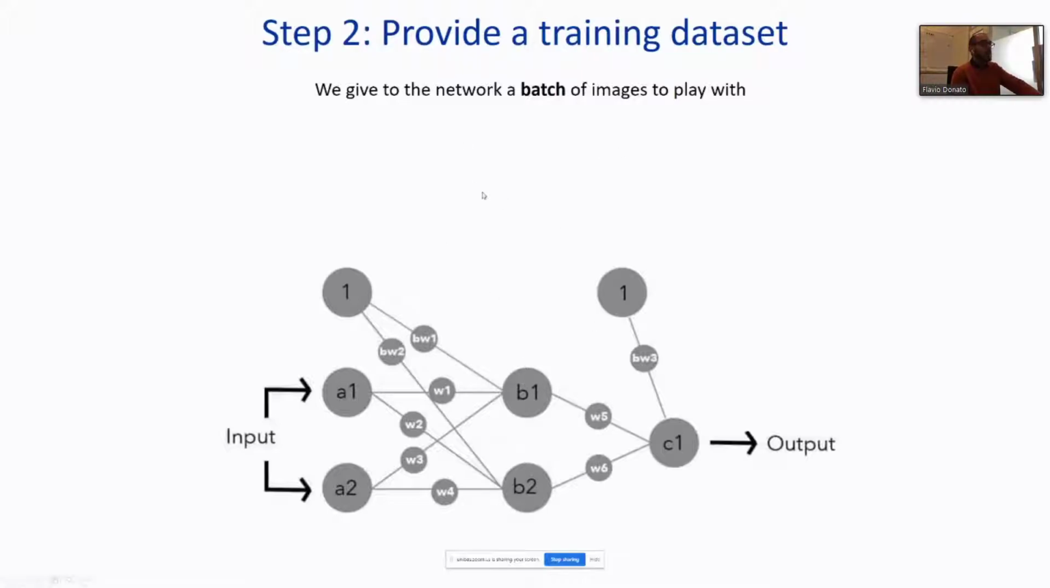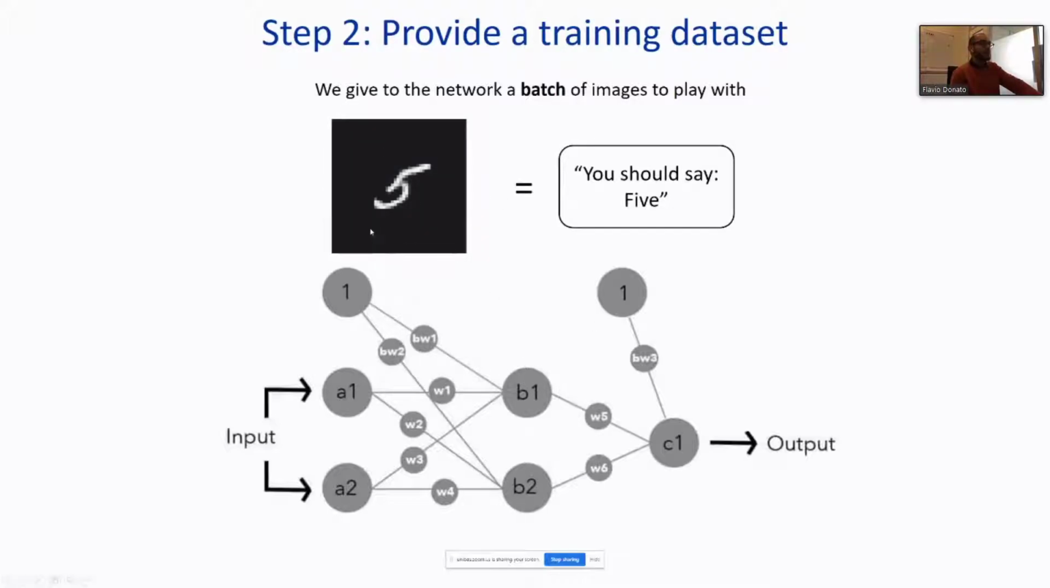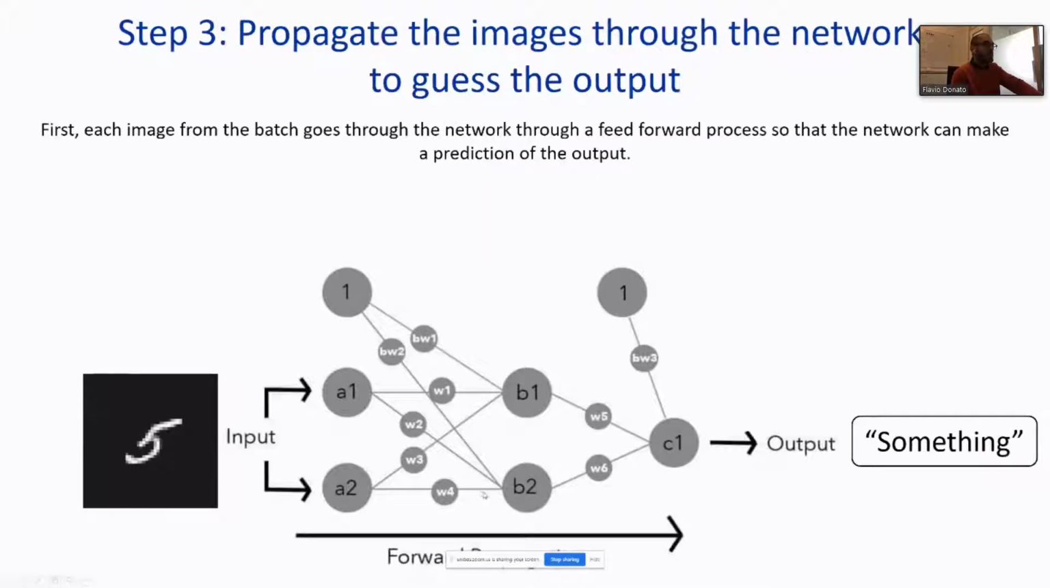So what you do, you give a batch of images. For example, we have here a picture of the number 5 and the label that tells the network that it should attach the label 5 to this particular image. So what the network does is take the image and put it through the network in a feed-forward fashion. This is called, in fact, feed-forward propagation. So it calculates what it should output based on the way in which the weights have been assigned before, the random weights basically.